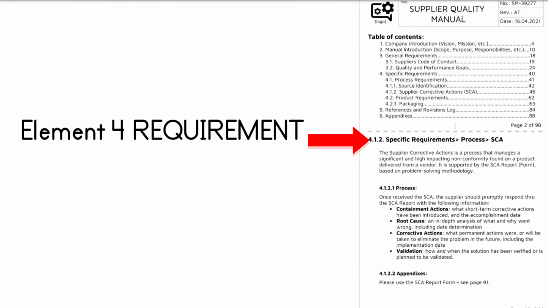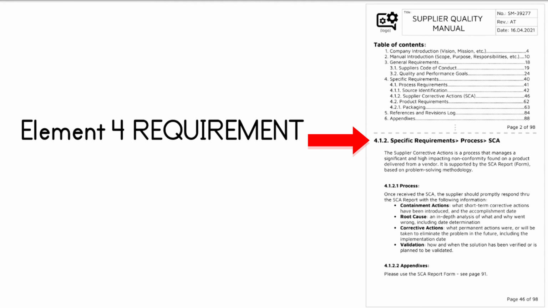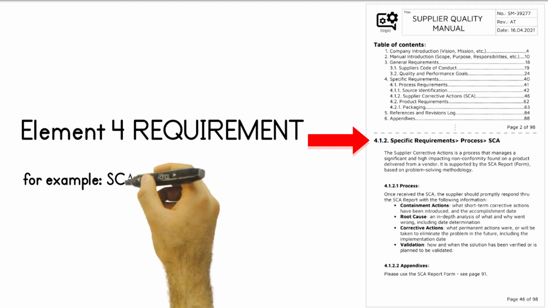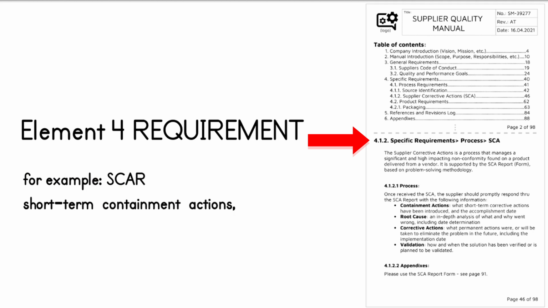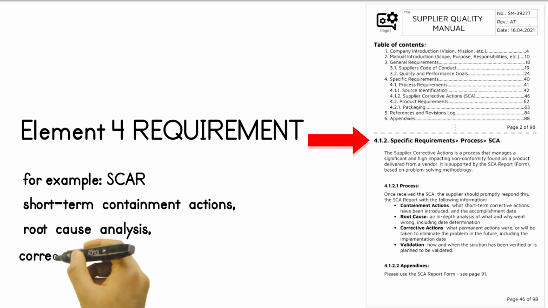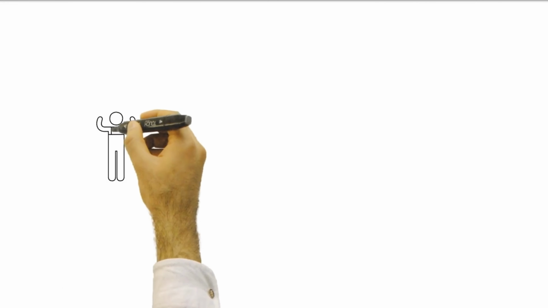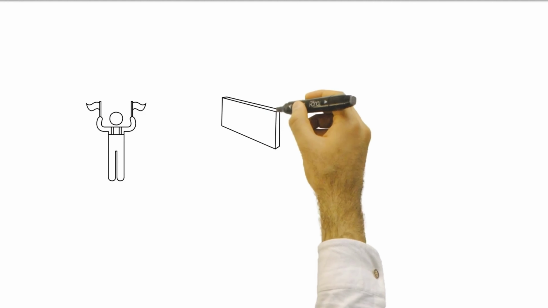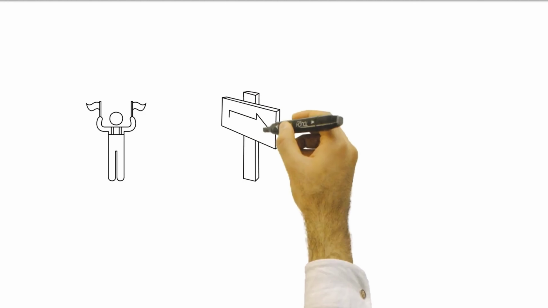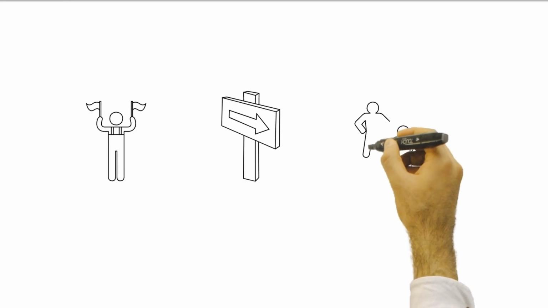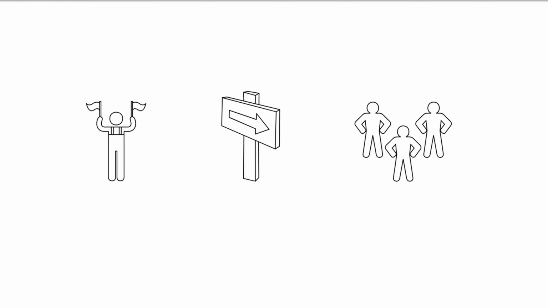For instance, take this requirement. 4.1.2 paragraph describes supplier corrective action process. This section outlines the process suppliers must follow to address major nonconformities. Using the SCA report, suppliers are expected to provide short-term containment actions, root cause analysis, corrective actions to prevent recurrence, and validation of the solution. By structuring it this way, with step-by-step logic and defined outputs, the manual not only sets a standard but also becomes a usable guide for supplier teams.